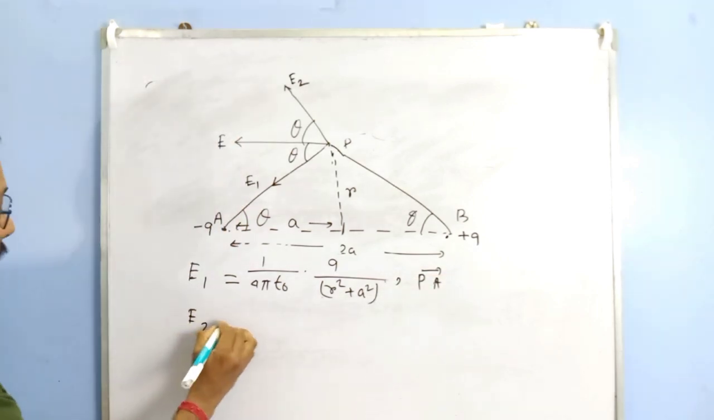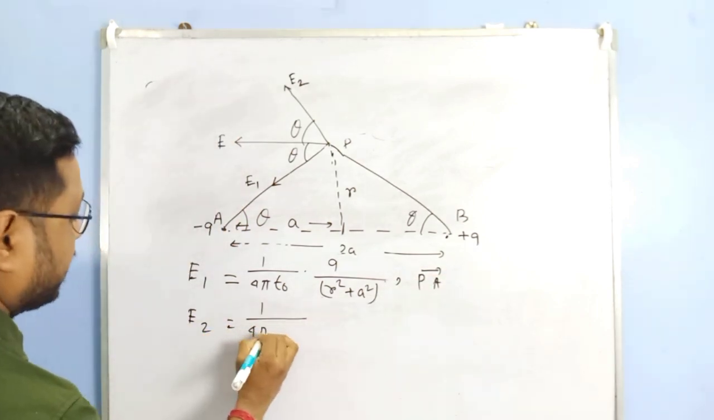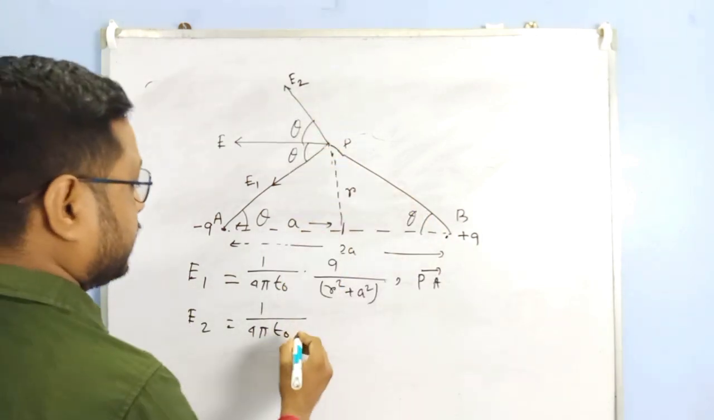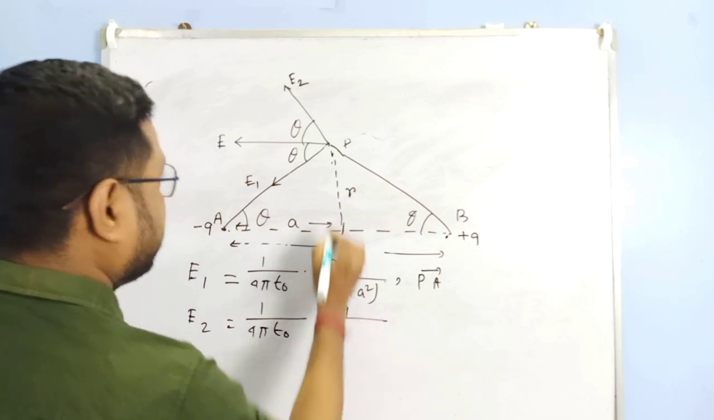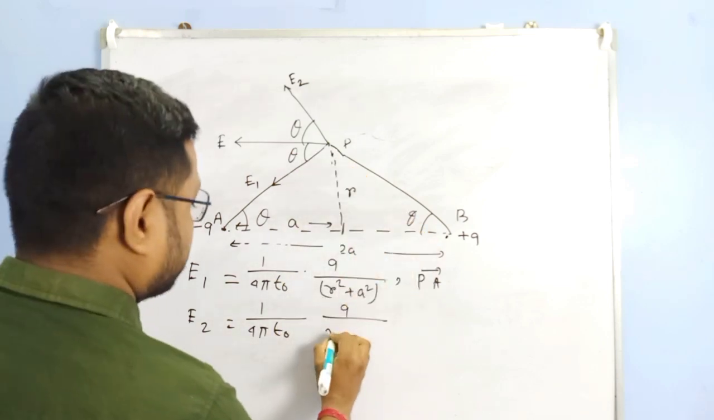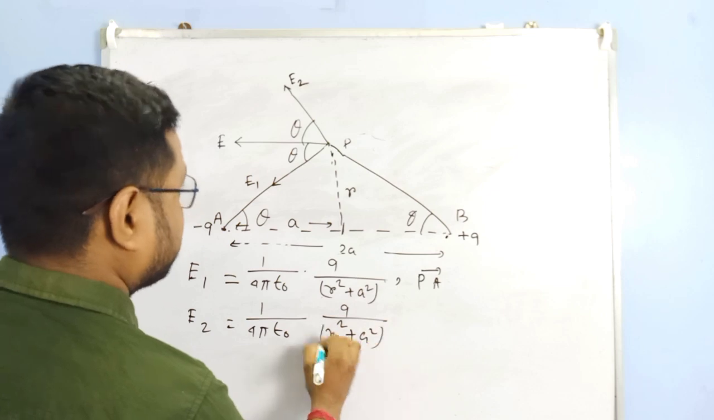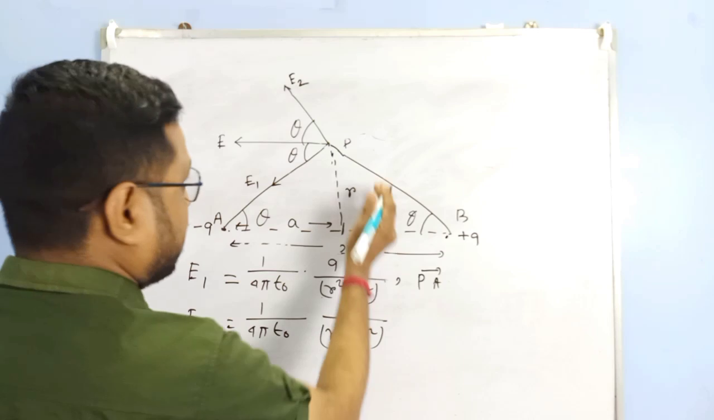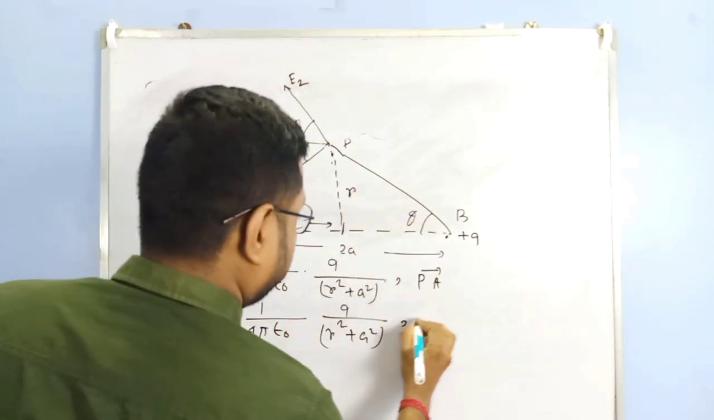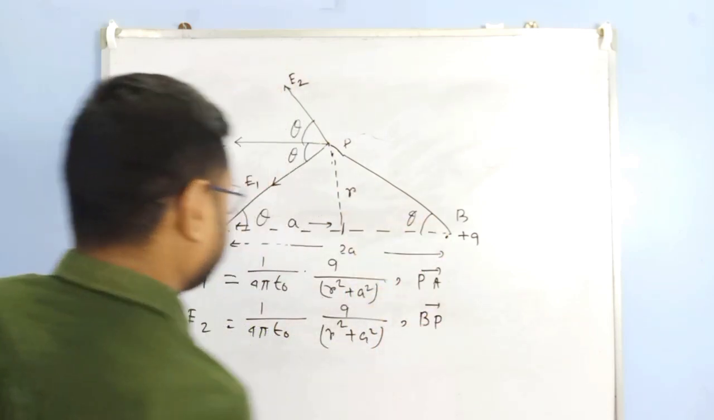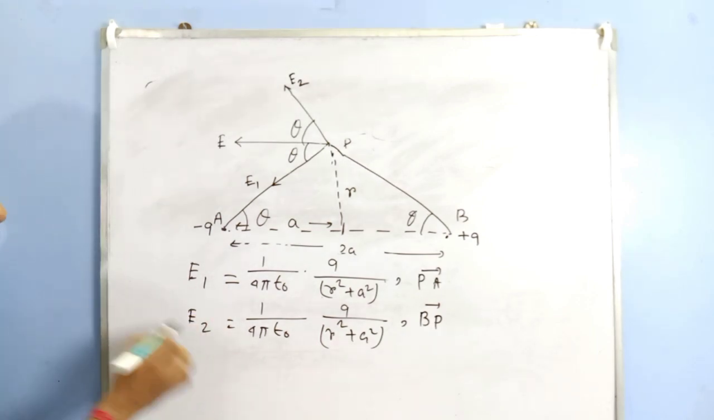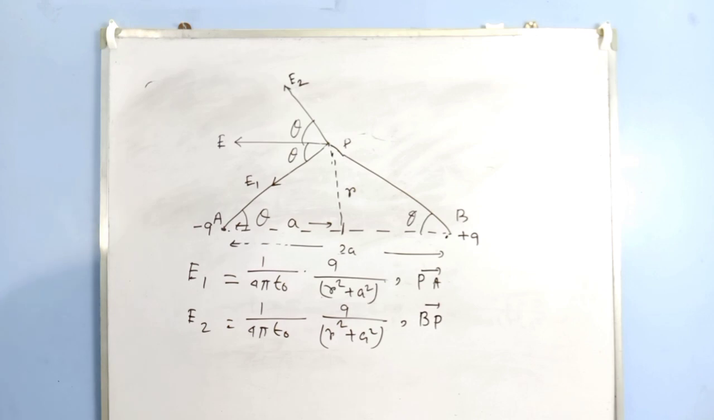And E2, that is the electric field due to positive charge, is 1 by 4 pi epsilon naught, Q by R square plus A square, but the direction is now along BP, that is outside the positive charge along BP direction. So as we see, the magnitude of E1 and E2 are same.